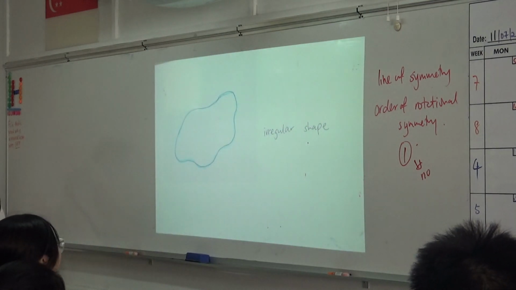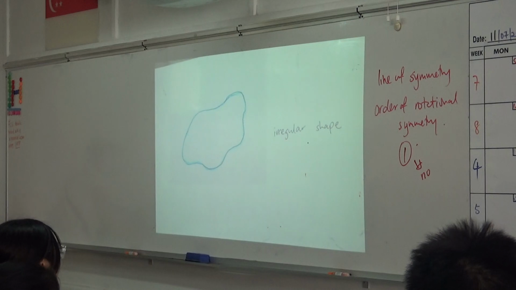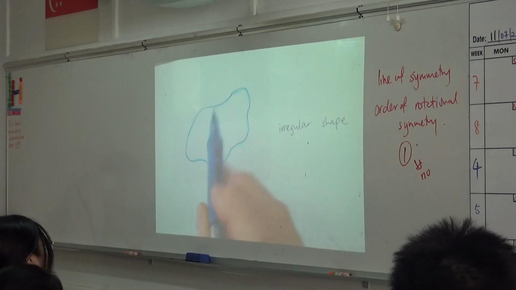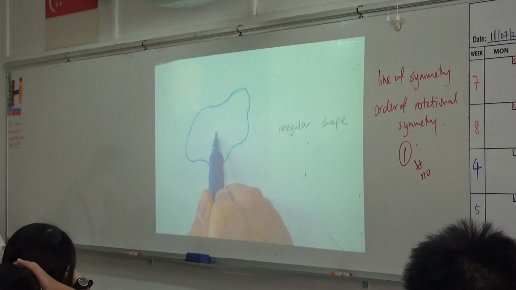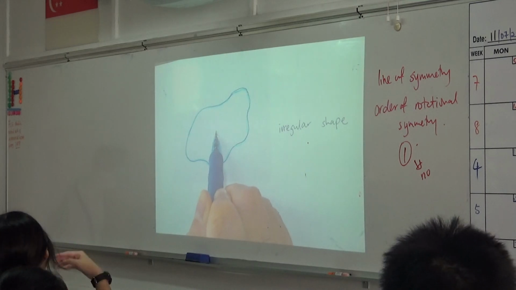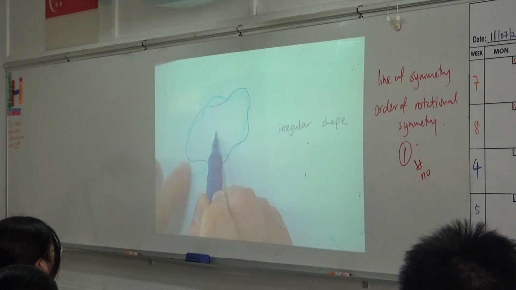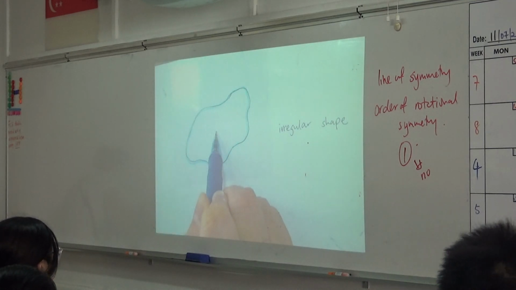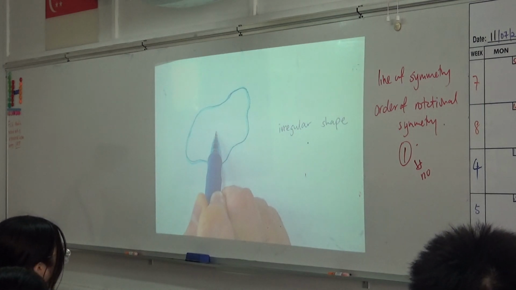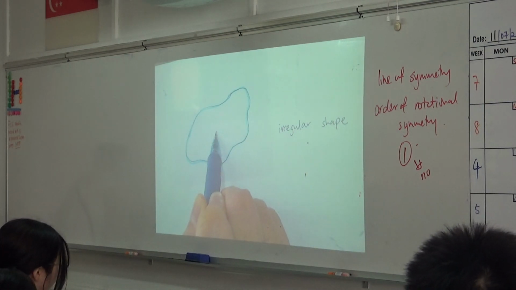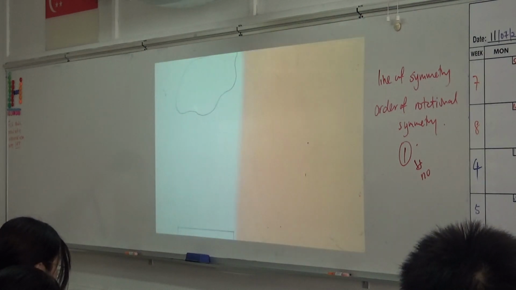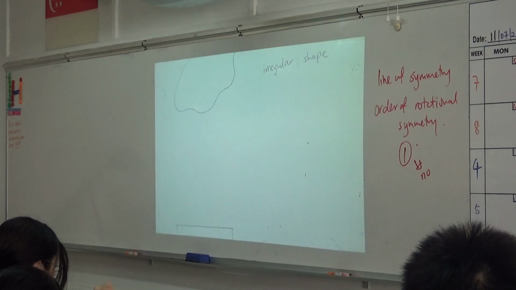Now, I want all of you to look at this particular irregular shape. Now, I'm going to put a thumb tag here. Can you see? Everybody there? Now, I'm going to rotate 1 whole round. Then you go back to original. That means the order is what? 1. And there's no rotational symmetry because you're going to rotate 1 whole round. Is there such thing as order 0? No. Okay.